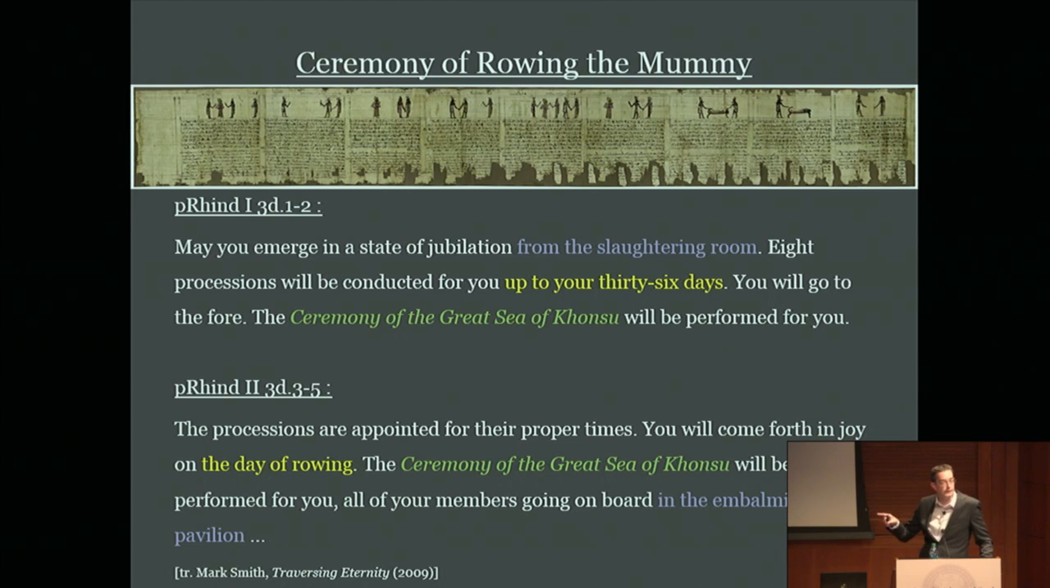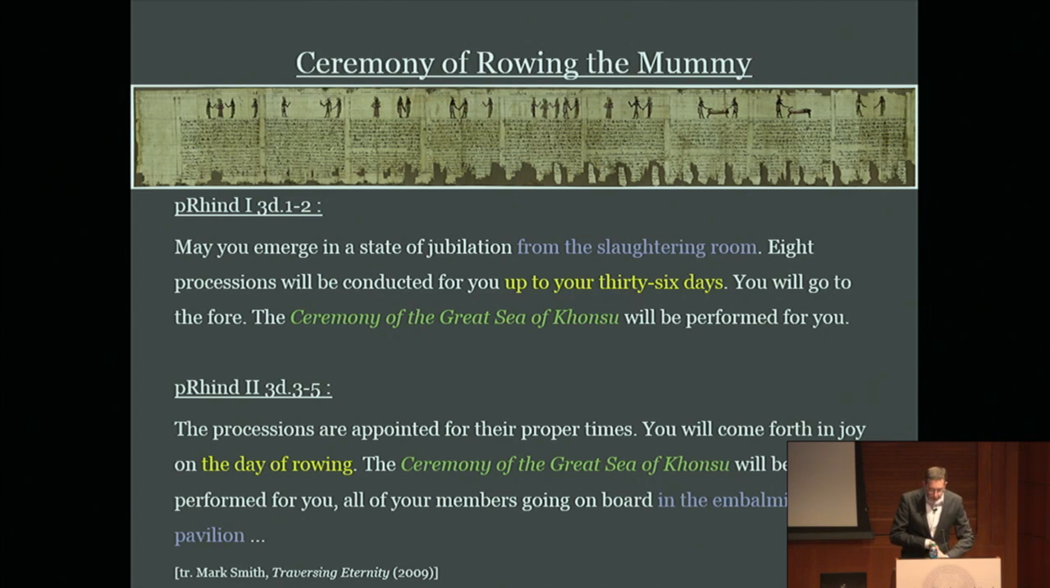Now let's read what is in the manuscript for the wife, slightly different. "The processions are appointed for their proper times. You will come forth in joy on the day of rowing." And I indicate with yellow that I think these two are the same. So 36 days and the day of rowing. "The ceremony of the great sea of Gonsu will be performed for you, all of your members going on board in the embalming pavilion." And so in the husband text it said, "You are leaving this room." In the wife's text it says, "You are going to this room."